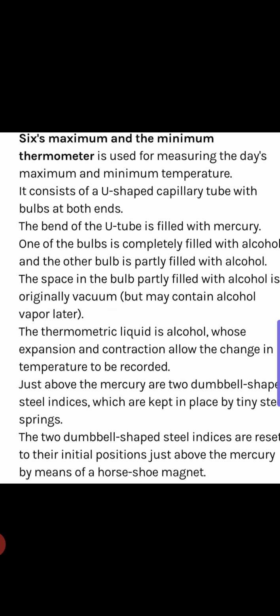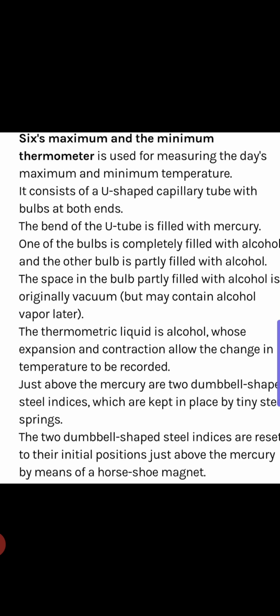Okay, children. It consists of a U-shaped capillary tube with bulbs at both ends. The bend of the U tube is filled with mercury. One of the bulbs is completely filled with alcohol and the other bulb is partly filled with alcohol. The space in the bulb partly filled with alcohol is originally vacuum. That's the right side bulb, but it may contain alcohol vapor later. The thermometric liquid is alcohol, whose expansion and contraction allow the change in temperature to be recorded.